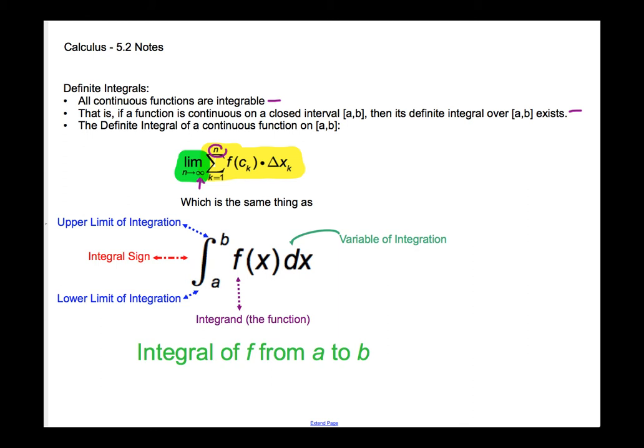So if we are looking at just a specific part of a function and it's continuous on that specific part, then we can find a definite integral for that part. And so the definite integral looks like this formula right here. So don't be discouraged. This looks like a nasty formula, but it's all going to work out really well.